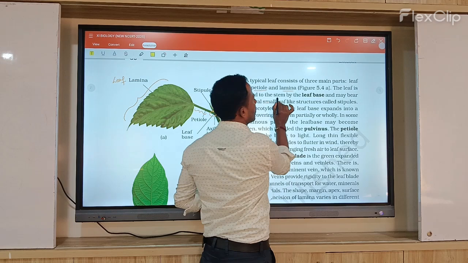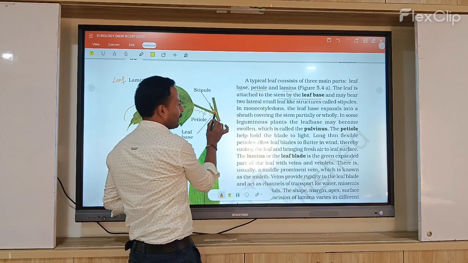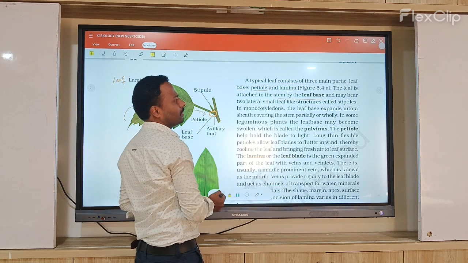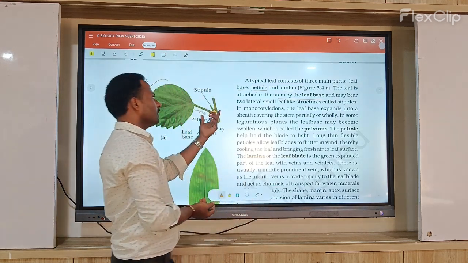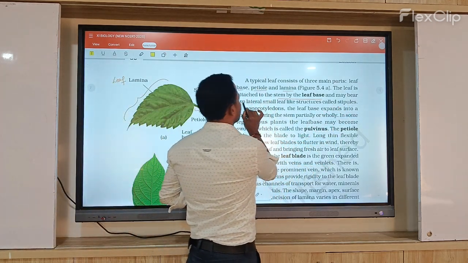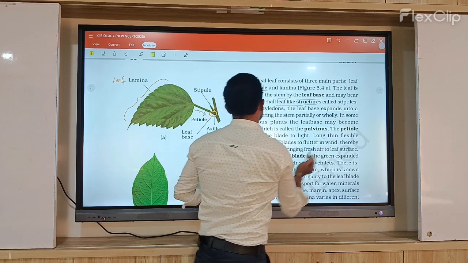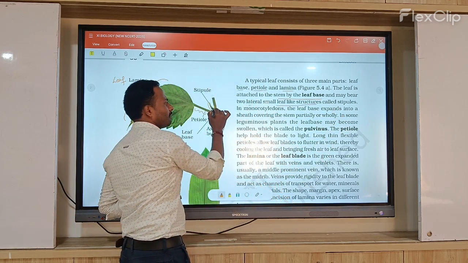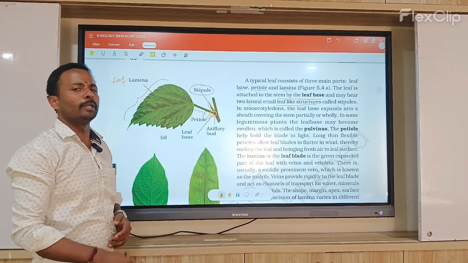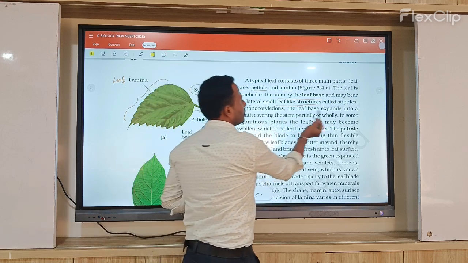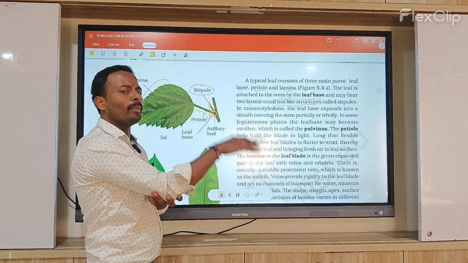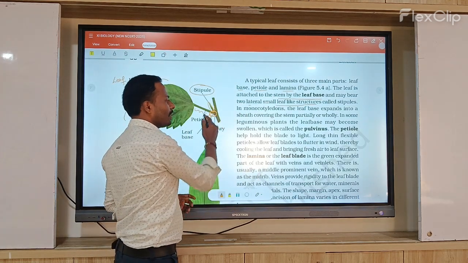The part by which the leaf is attached to the stem is called the leaf base. The leaf base may bear two lateral small leaf-like structures called stipules. See here, in that part a small leaf-like structure is noticed; they are called stipules. The stipules give support when the leaf moves.